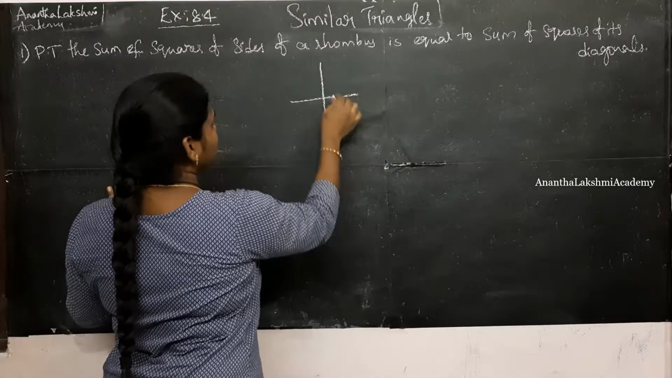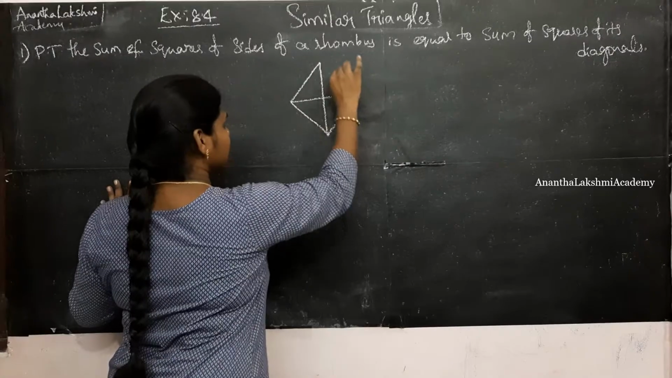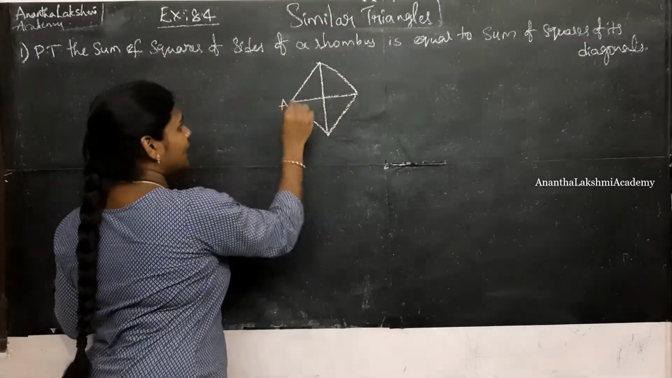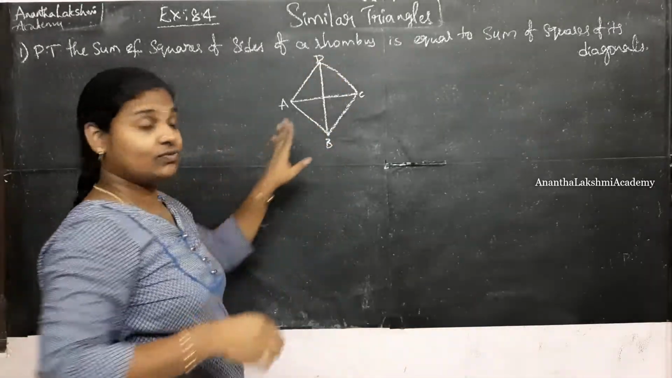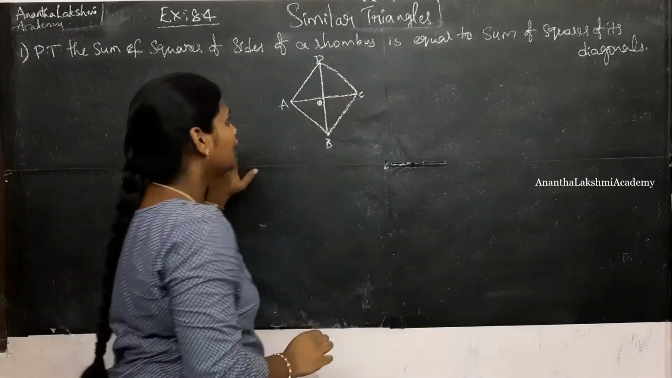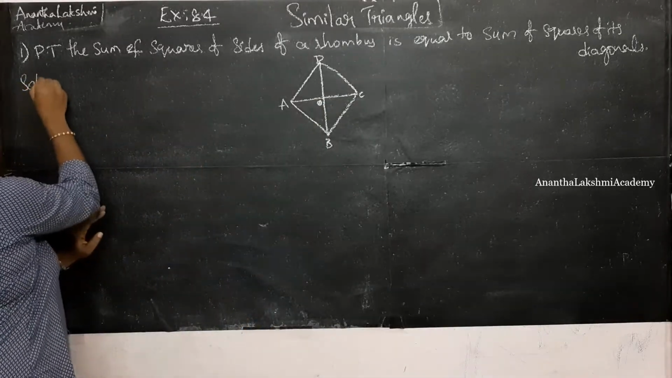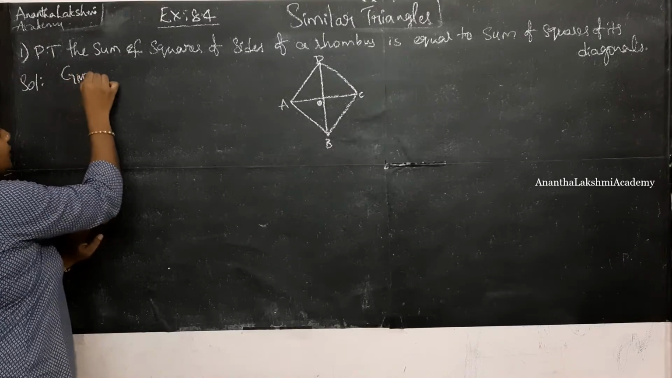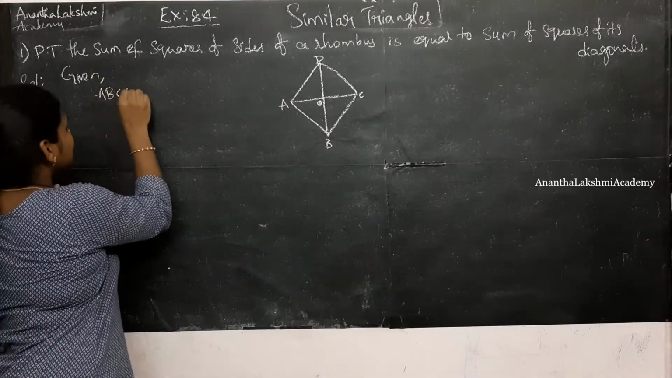These are the diagonals of a rhombus. So A, B, C and D. The intersection of the diagonals is named as O. Okay, this is a rhombus. So, solution. What is given for us? A rhombus is given. So ABCD is a rhombus.